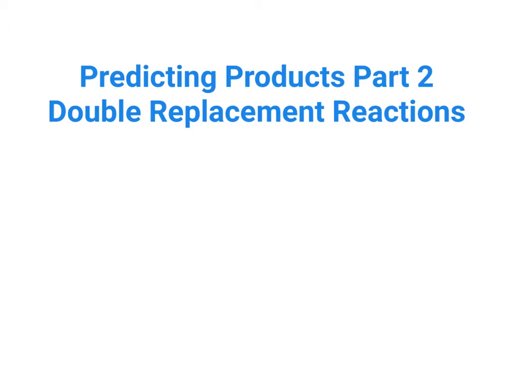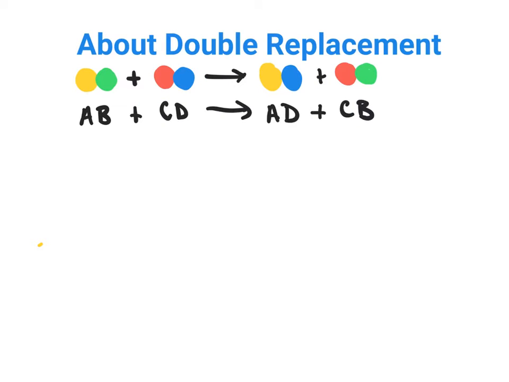So this video is the second half of the predicting products series, and this is on double replacement reactions, which in a lot of ways is much easier than the single replacement reactions as long as you are able to write the compounds for ionic formulas. So if you remember about double replacement reactions, it's really the format of AB plus CD gives you AD plus CB, or where the ions basically switch partners.